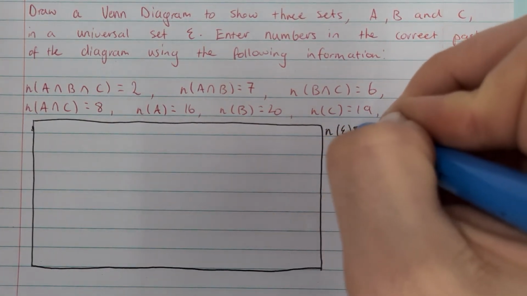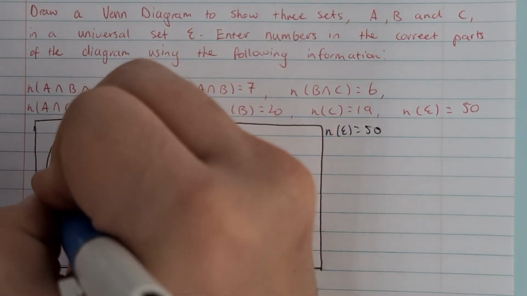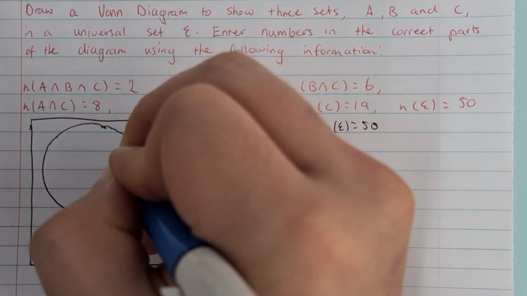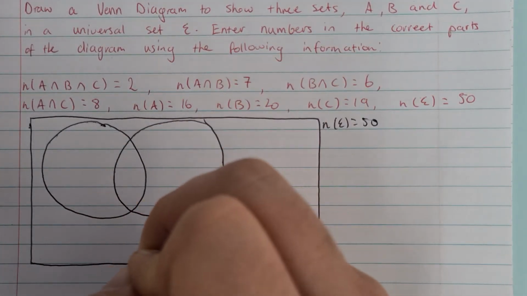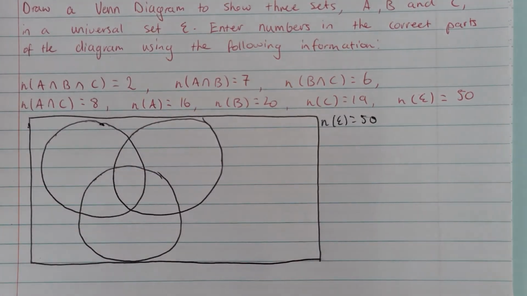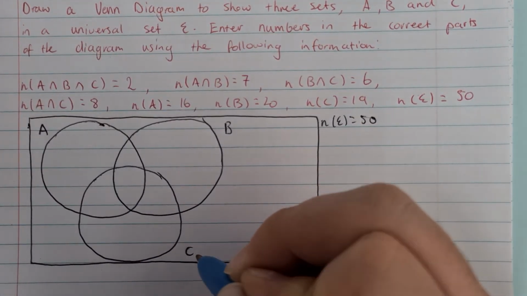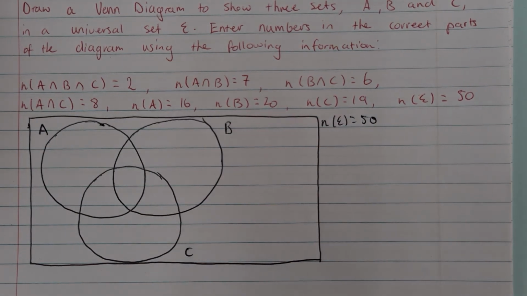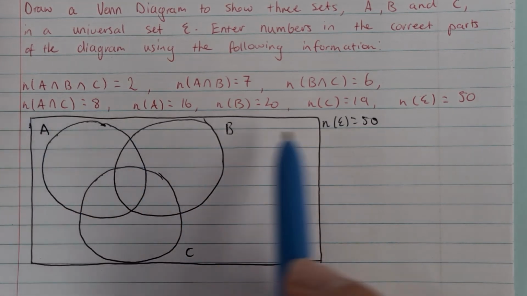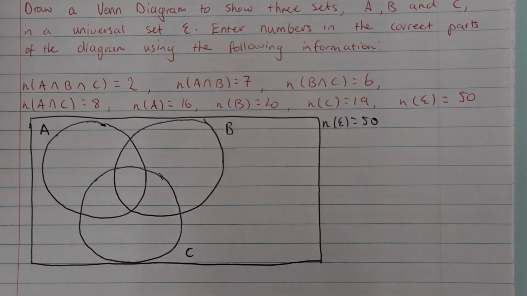We've got the universal set being 50, and we've got A, B, and C. All right, so we've got our Venn diagram drawn. Now we want to enter all the numbers in using the information here. So let's just start from the start. It's a bit like a puzzle. We just need to work step by step.